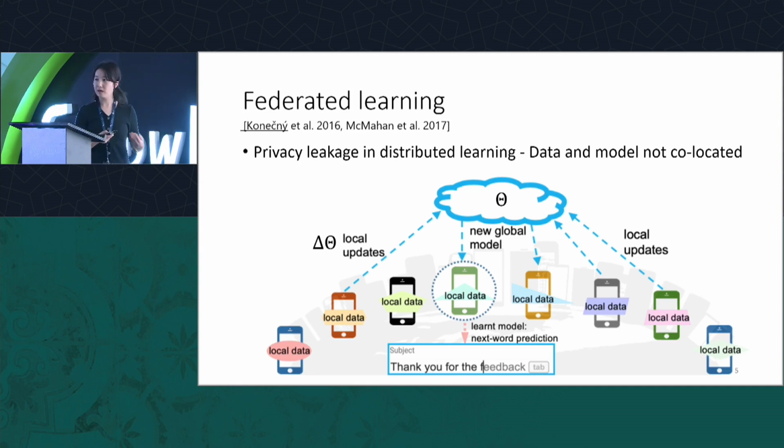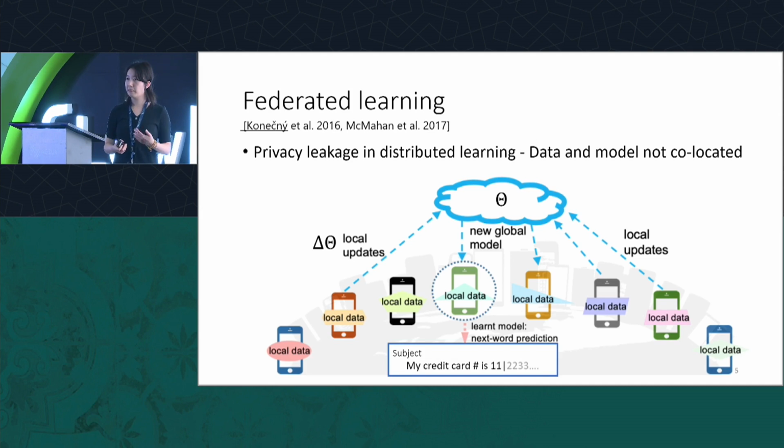So a natural question is whether there exists privacy leakage in distributed learning, especially when the data and model are not co-located. The model is being updated and aggregated by the parameter server, while the data is kept private by the local client.